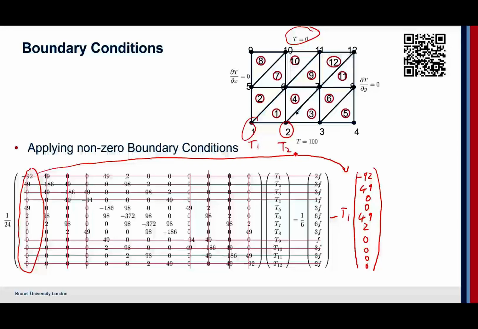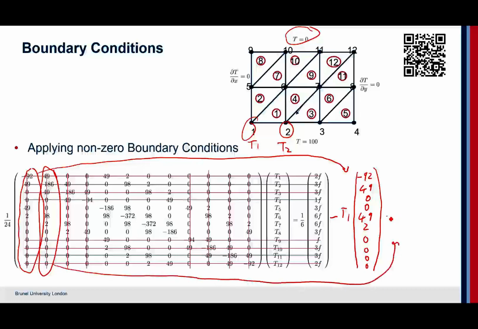For T2, we do the same thing. Now, why do we do this? If you remember before when we solved simultaneous equations, when we knew the value of a variable, it meant that we could take that value, stick it in the equation, and then move it to the right-hand side. And you're then solving for one fewer set of variables. So it's the same process here. Essentially, we can just move this known variable here, T2, and this is multiplied then by that column there, which is 49, 186, 49, 0, 0, 98, 2, 0, 0, etc.